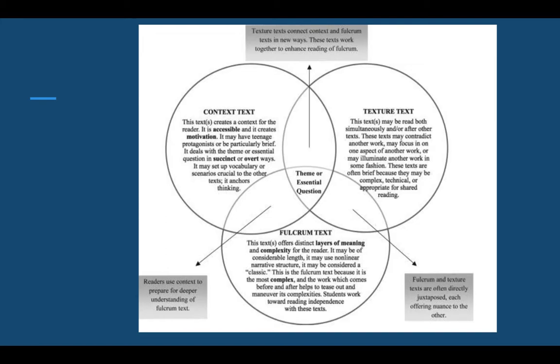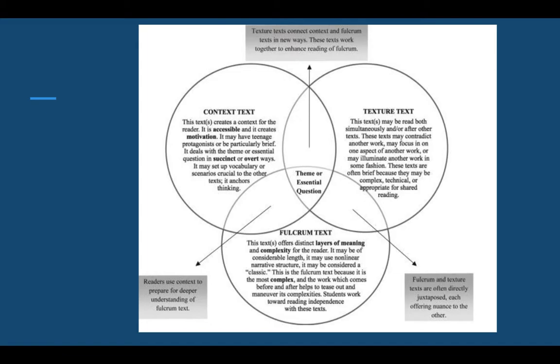And so to help our students get the most out of that fulcrum text, going back to my first lecture, when I talked about the shift to the Common Core, that fulcrum text would have been Lord of the Flies. In order to help my students really get the most out of that fulcrum text, I want to think about two other kinds of text that my students can think about. Those two other kinds of texts are context texts and texture texts.